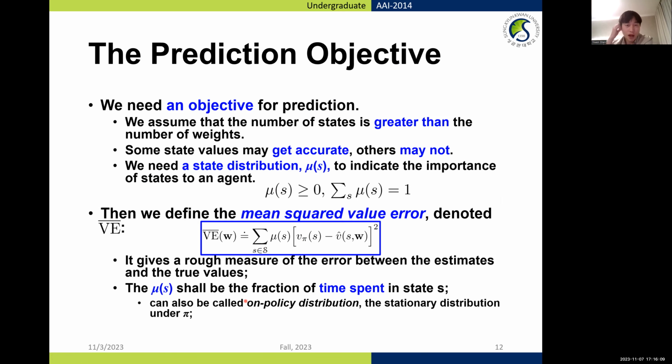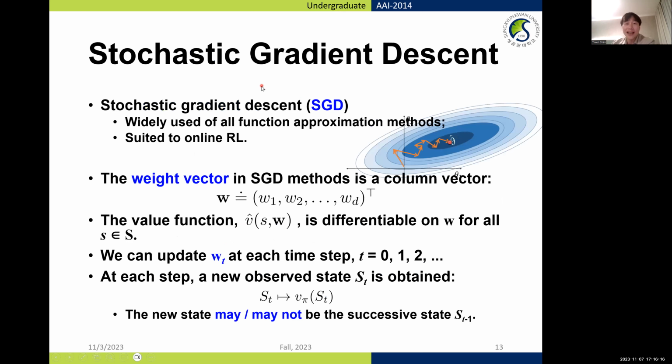Then to minimize this VE bar, we rely on stochastic gradient descent, an approach to reduce the error of the weight by updating these weights, right? As I mentioned, we already learned this W1. So we have this weight vector. Remember, we use the transpose here to represent that it should be a column.